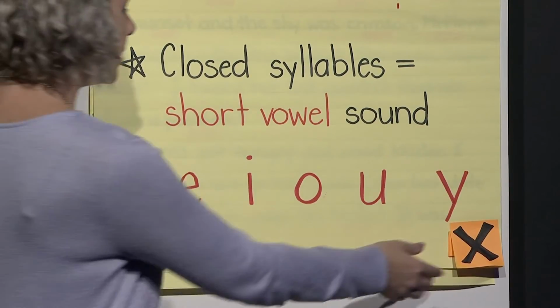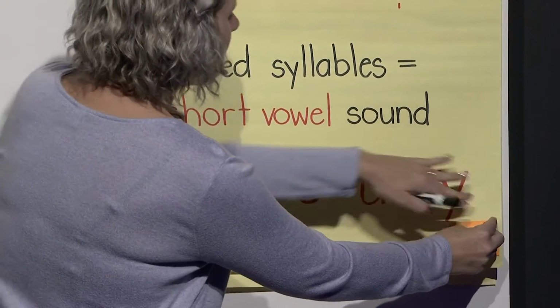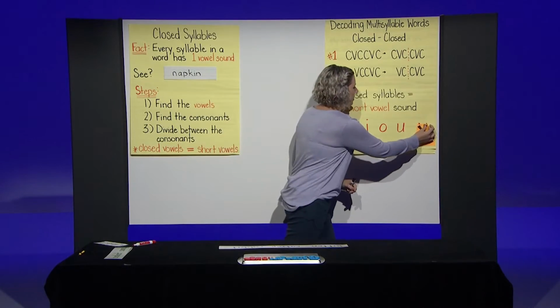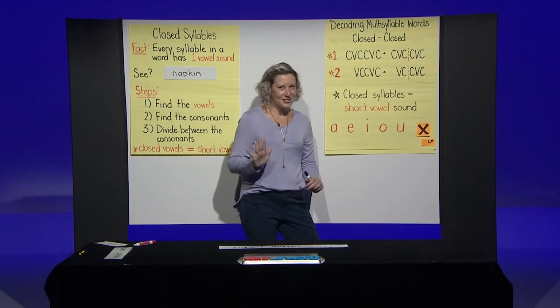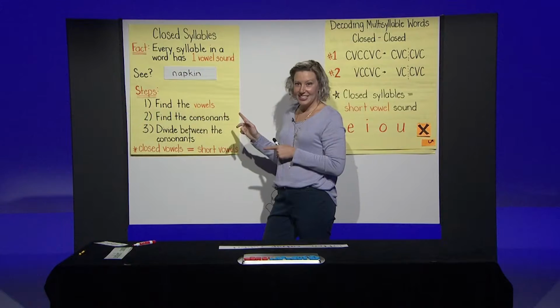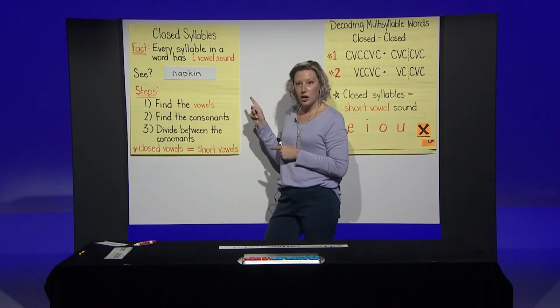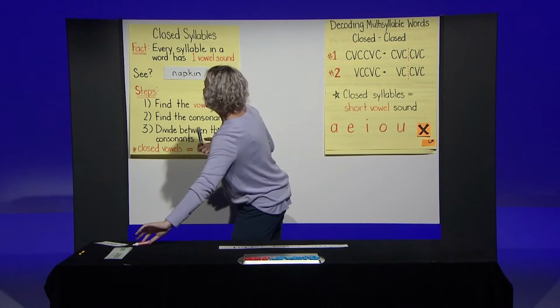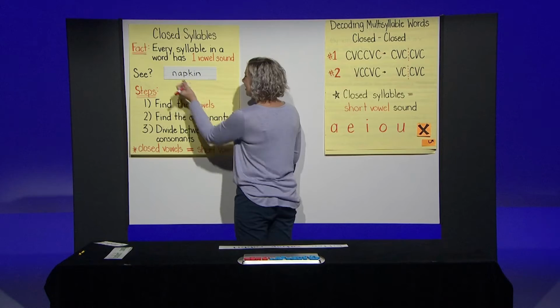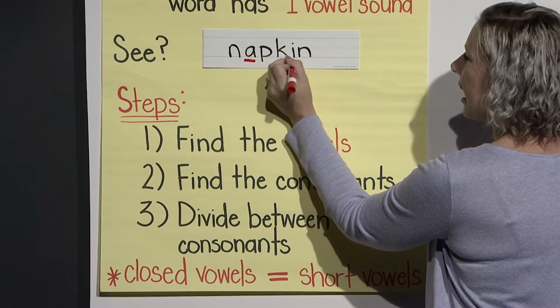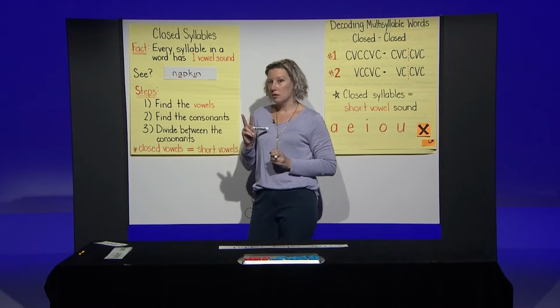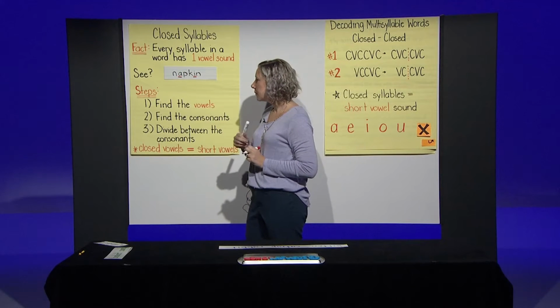Sometimes Y is considered a vowel. But when we talk about closed syllable words, Y is not going to be a vowel. So let's cover it up. All right. So let's go back and look at our word. I'm looking for my vowels. Grab a red pen. My vowels over here are A and I. I have 2 vowels in this word. That gives me a clue.